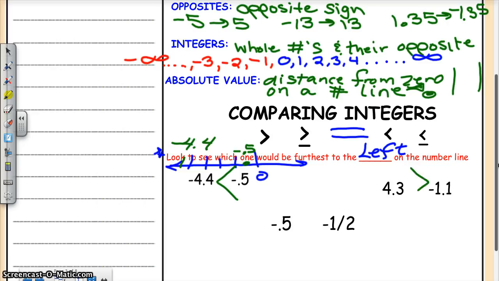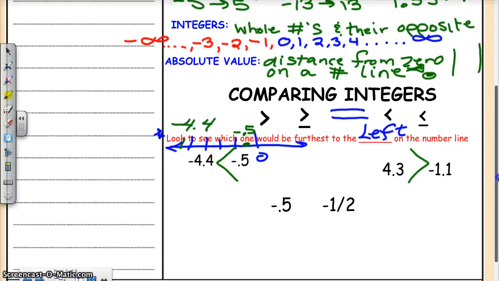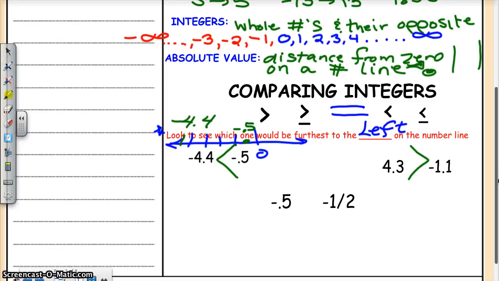4.3 is clearly bigger than -1.1. That's easier. The trickier is when you have two negatives. Students mess it up quite frequently. -0.5 and -1/2, what do you think? Equal. Equals, right? Equals.